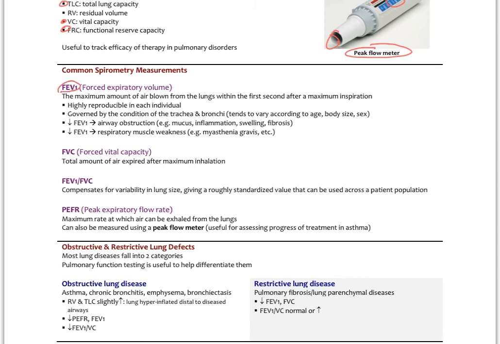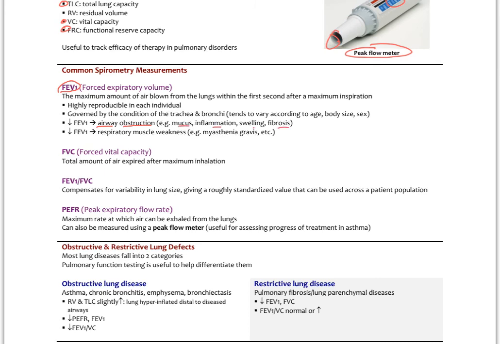So FEV1 is a common spirometry measurement. It's forced expiratory volume in 1 second. This is highly reproducible in each individual. Really, this is governed by the condition of the trachea and the bronchi. So it's going to be looking more at the airways. A decreased FEV1 is going to indicate some degree of airway remodeling, so from mucus, inflammation, swelling, or scarring.